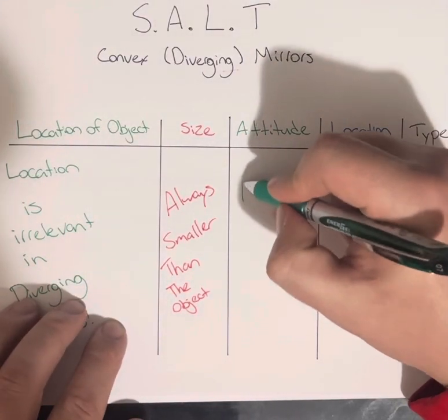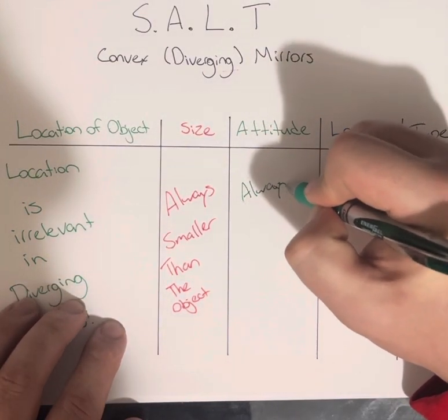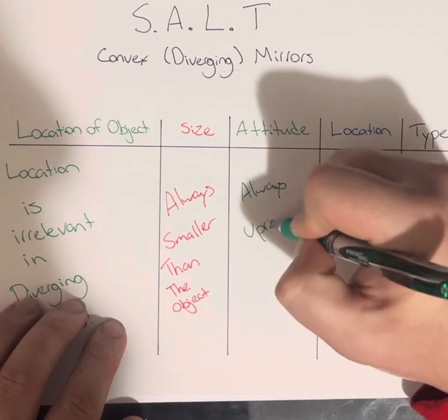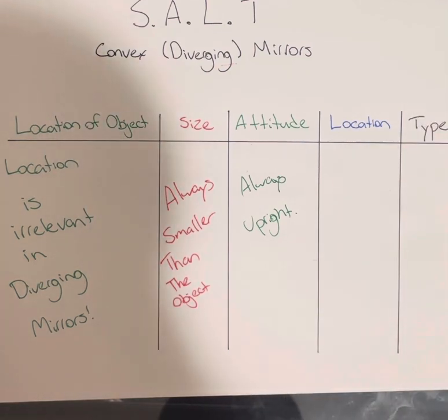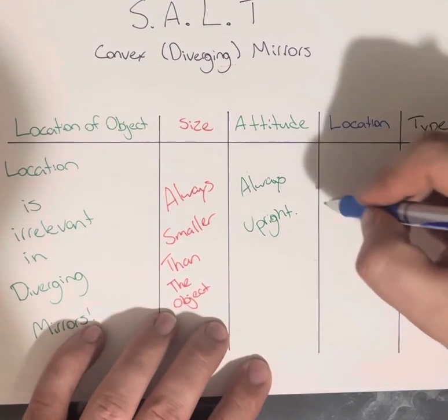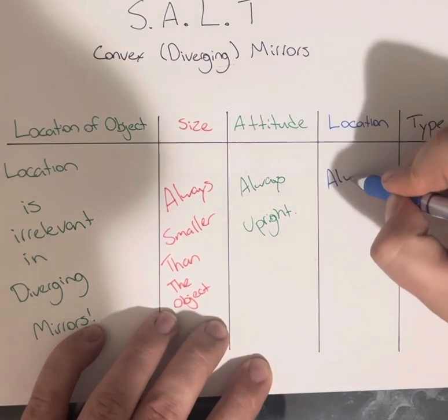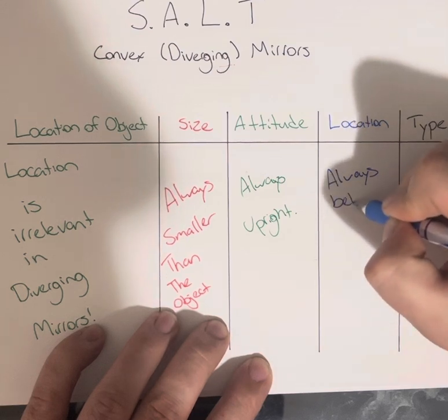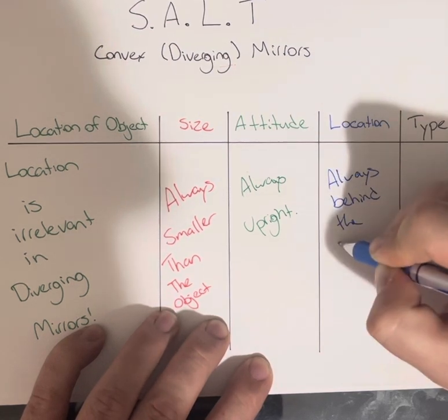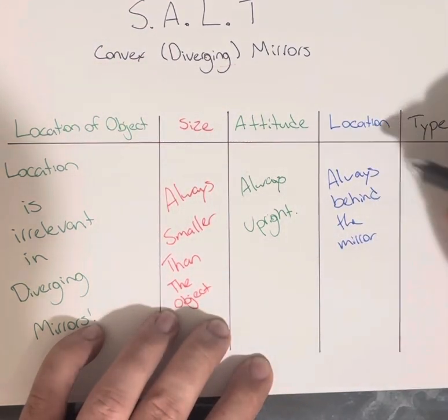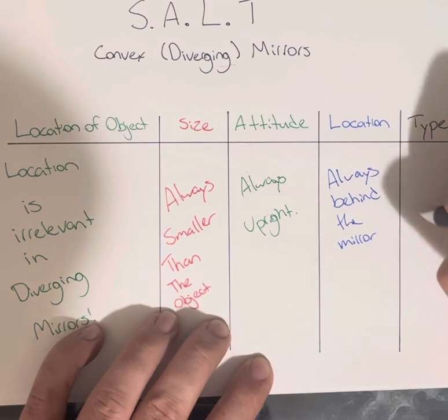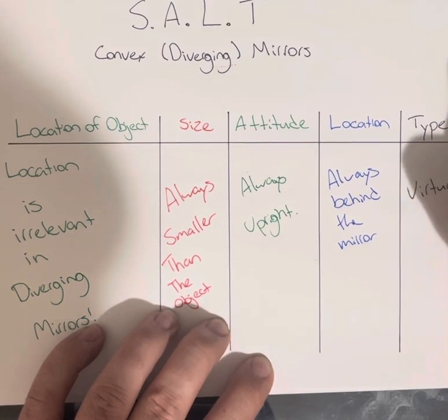Okay, so the attitude is always upright, or in the same orientation as the original object. If the object were to be upside down in your first example, it would remain upside down on the opposite side of the mirror. The location is always going to be behind the mirror. And that is kind of self-explanatory, because it is behind the mirror, it is obviously going to be a virtual image.